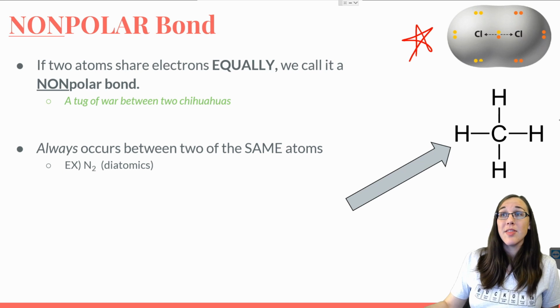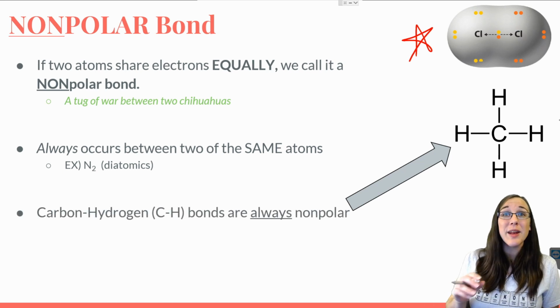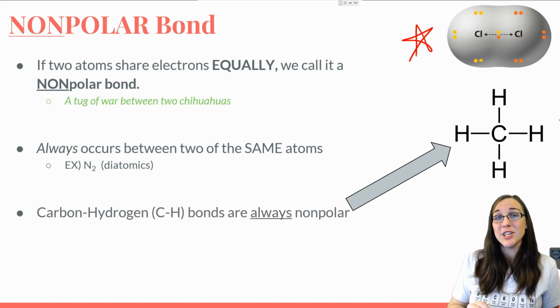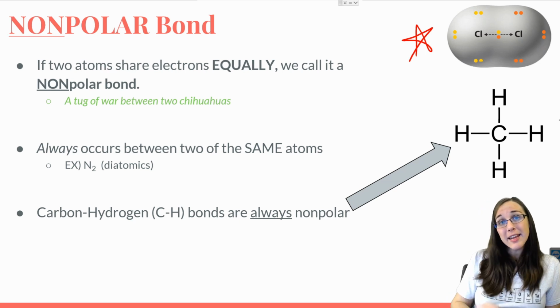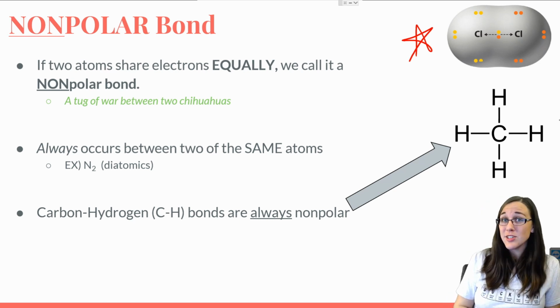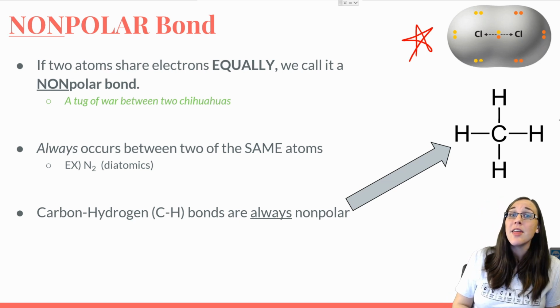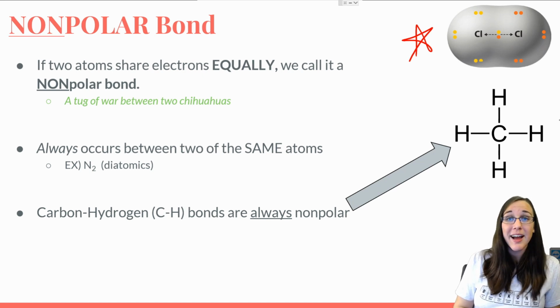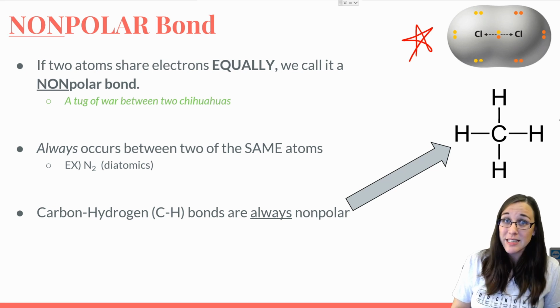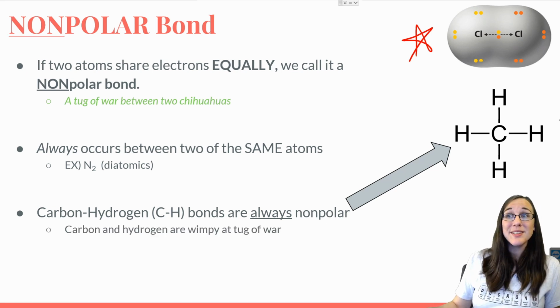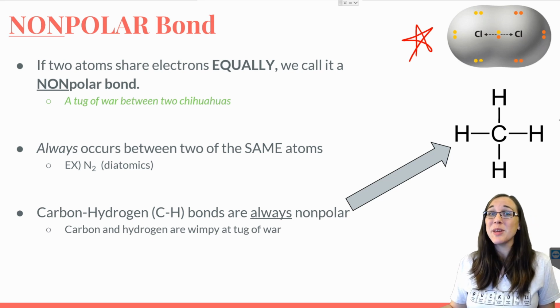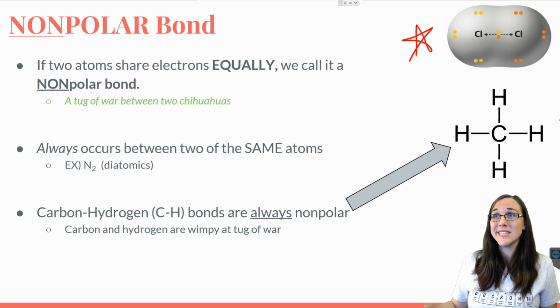Another time that we have nonpolar bonds is whenever we see carbon and hydrogen, as a general rule. Anytime carbon and hydrogen are connected to each other via a bond, they're always going to be nonpolar. So carbon and hydrogen are sharing those electrons equally whenever you see them attached to each other. In other words, you can think of carbon and hydrogen as being really wimpy at tug of war. They just kind of stay stagnant.